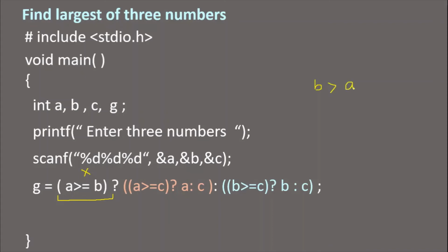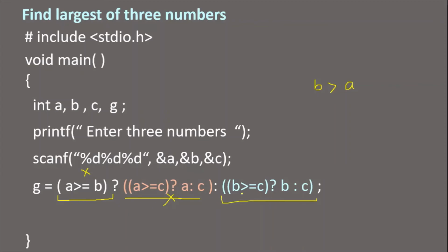Can I say B is greater than A? A is not greater than or equal to B means B is greater than A. So when this condition is false, it means that B is definitely greater than A. And as this condition is false, these statements will not be executed. So what will be executed? This part will be executed.